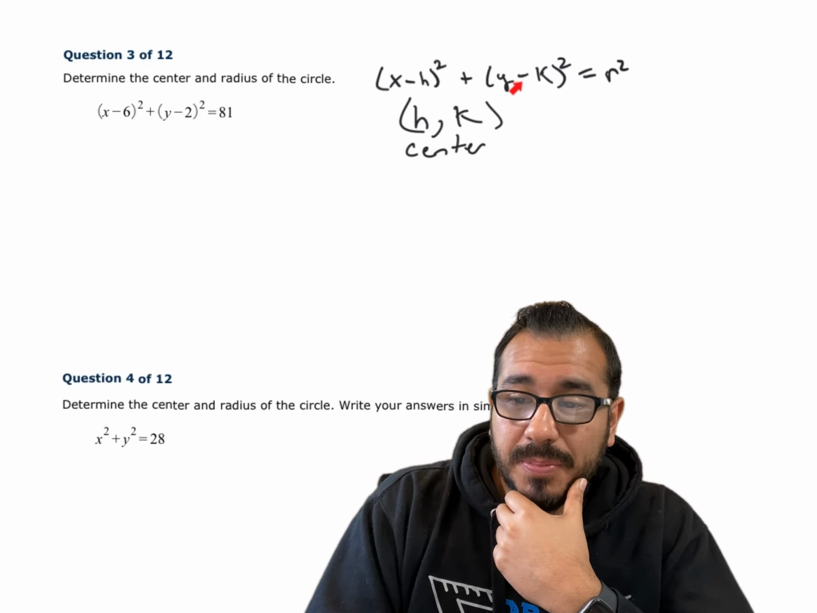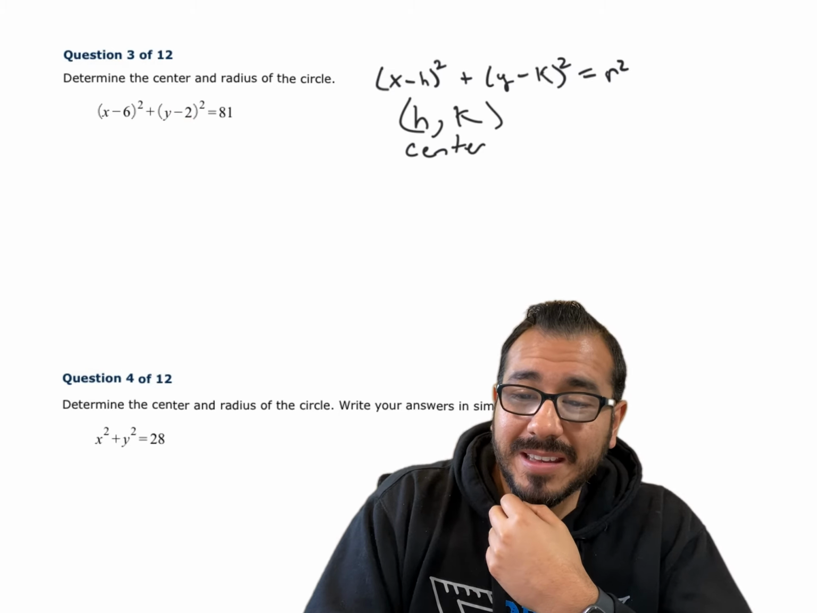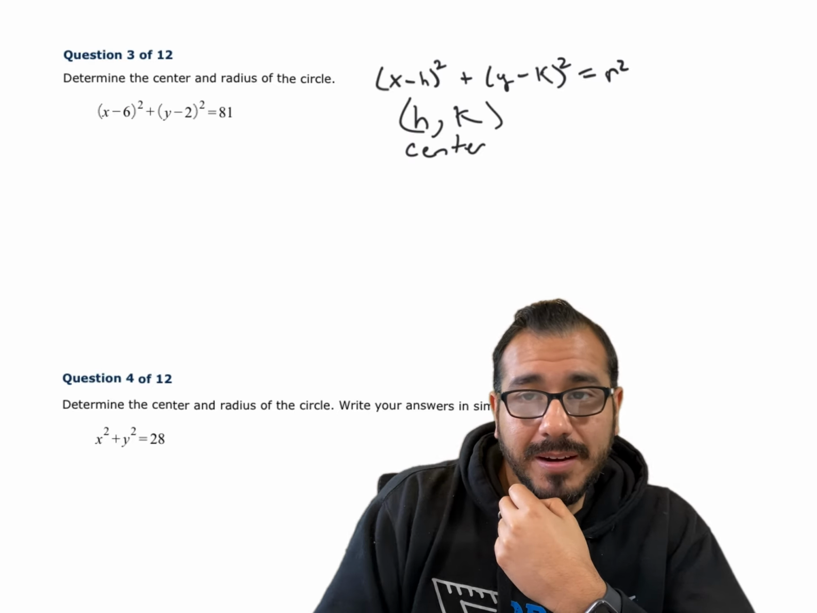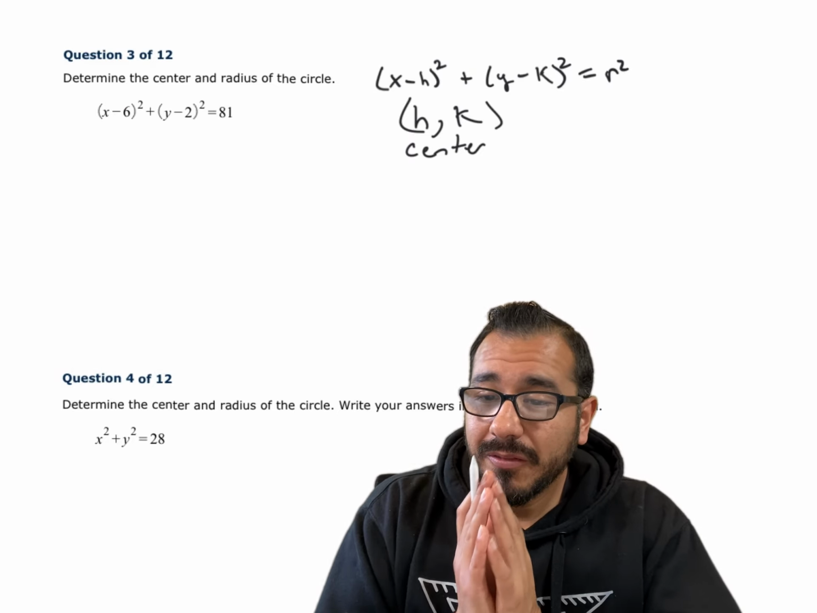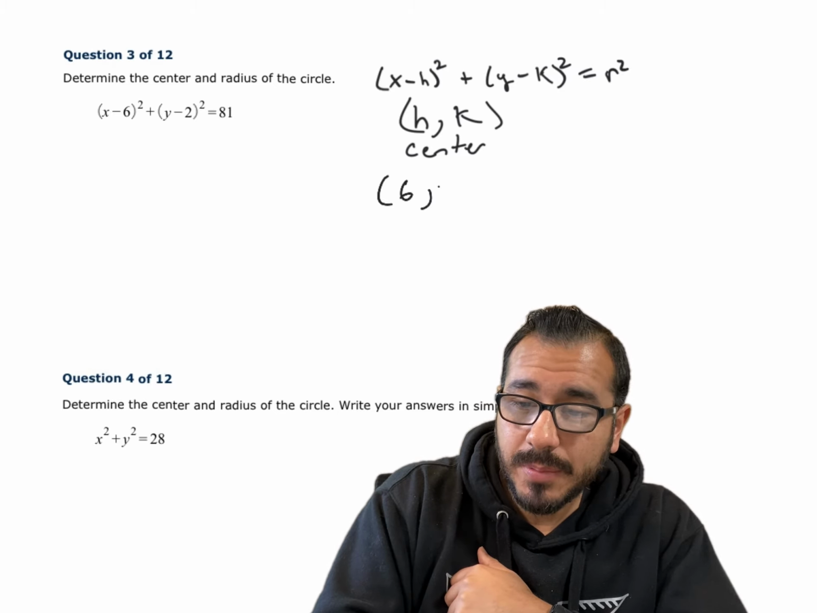Here we're going to take the opposite sign of k. Since it was a negative 2, our k is going to be 2. So you're always taking the opposite of these. All right, so write that down. A lot of people get confused. So our center of this circle is 6, 2.